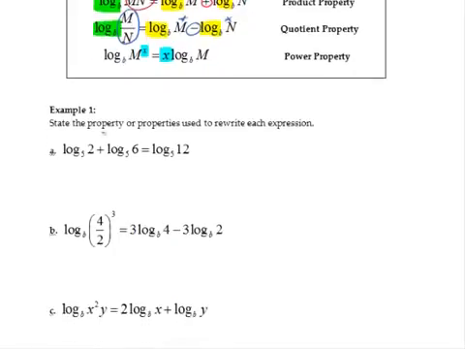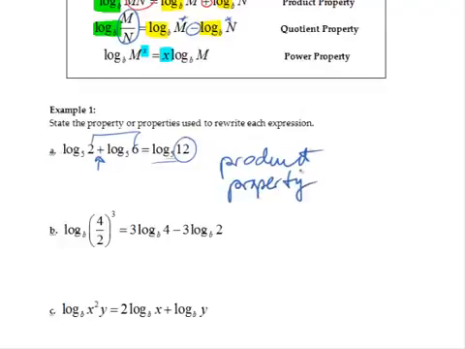So in this first one here, we have addition, and there's no coefficients, so we have the multiplication or the product property, where 2 times 6 is 12, and it's a single log, so product property. In the next one, we have division here, 4 divided by 2, and it's the subtraction. We also have threes, or coefficients of threes, which means we have a power. Notice the 3 went on to the 4 and 3 went on to the 2. It's now the power. So we have here the quotient and power properties.